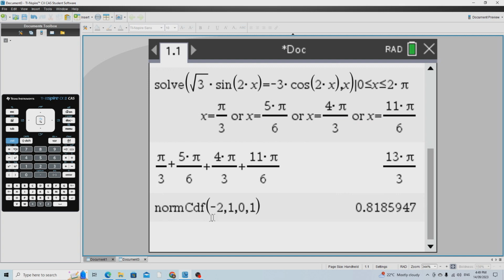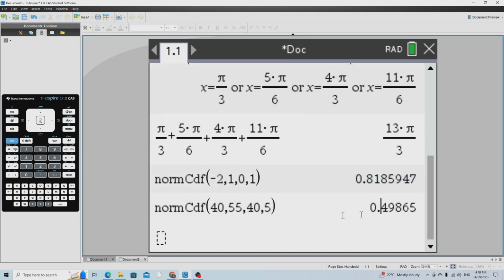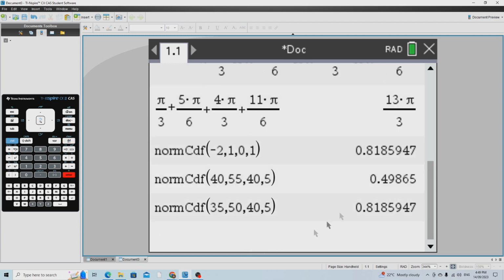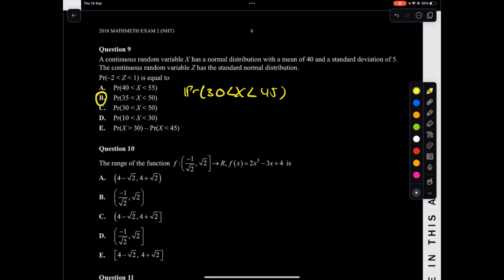Now I'm going to check the first one. So I'm going to bring this over here, and we're saying from 40 to 55, and your mean is 40 and your standard deviation is 5. They're not the same, so that's wrong. The first one's wrong. Let's check the next one. So we're saying 35 to 50. Enter. Aha! They're the same. So B is your answer. That's the best and quickest method. It's the safest method you can use. Just put it in your calculator and see which one works.